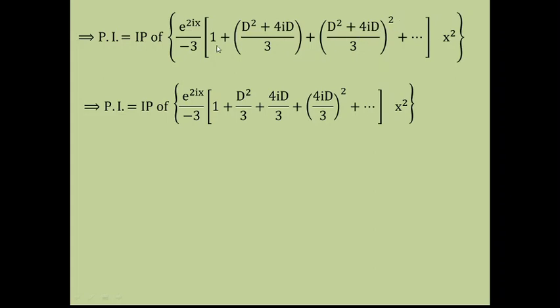Now just open up all the brackets here. So what we have? 1 plus D square by 3 plus 4iD by 3 plus, now from this term we will not write all the terms, as I need D square only, so I will just take the square of this function. So that is what? (4iD by 3) whole square, and all other terms reduce to 0. Okay, operating on x square.